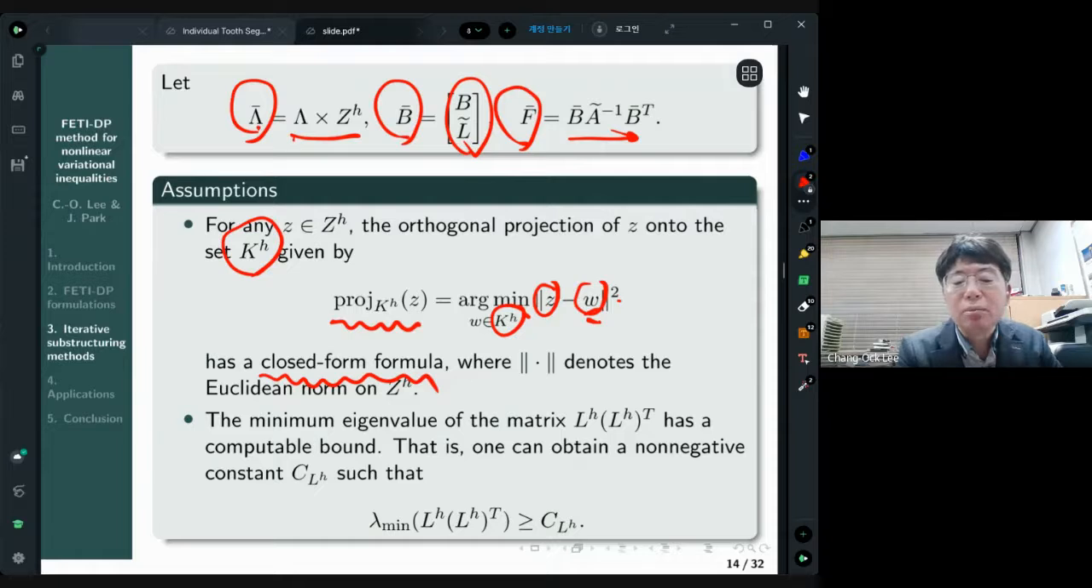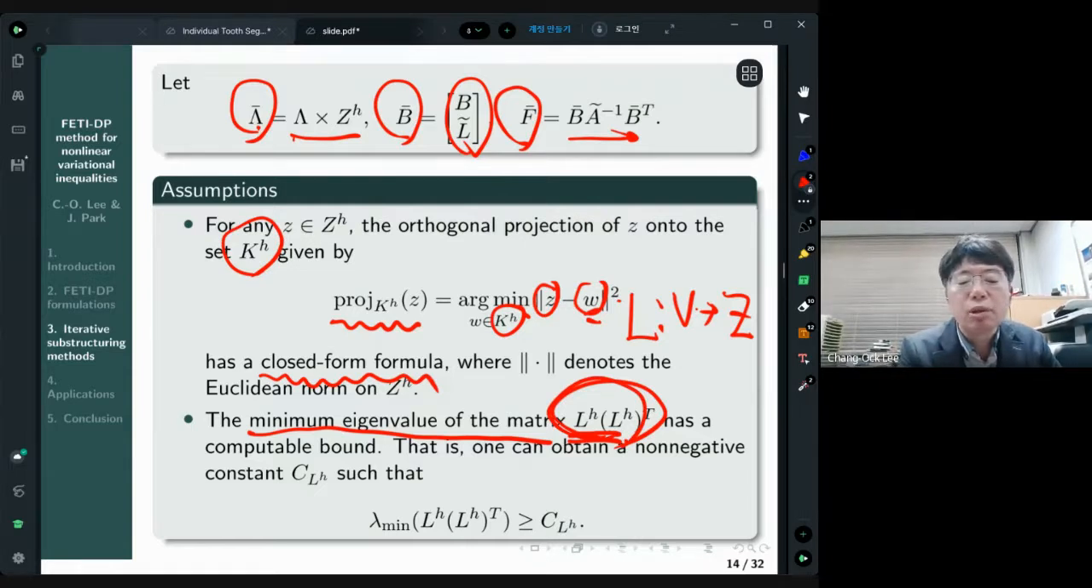Another thing is the minimum eigenvalue of the matrix. L is the operator from V to G, so this is about the constraint also. This L_H transpose has a computable bound, so the minimum eigenvalue has a computable bound. That means the minimum eigenvalue of this is some number C_LH, and our assumption is that we can compute that minimum eigenvalue.